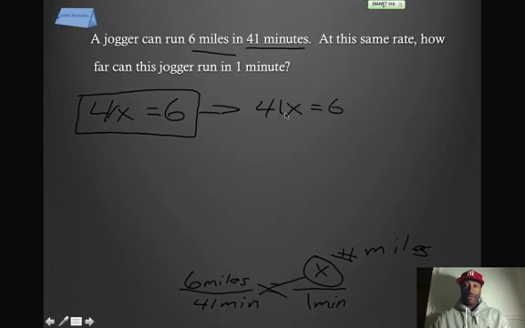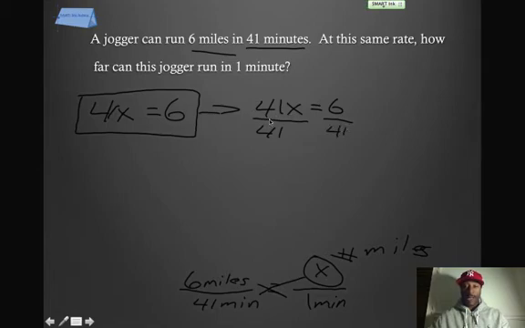So now I have to solve for this variable. I want to know what x is. I don't want to know what 41x is. I want to know what 1x is. So I have to get rid of this 41. In order for me to do that, I have to divide by 41. And whatever I do on one side of my equation, I got to cross the equal sign and do the same thing, divide by 41.